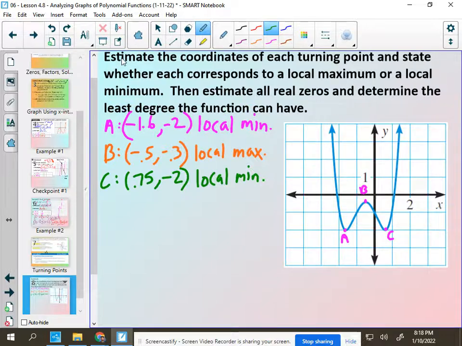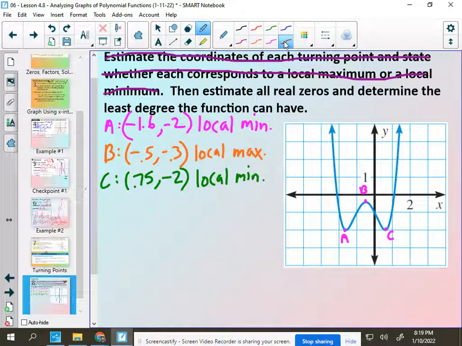Estimate the coordinates of each turning point, done. State whether each is a local maximum or a local minimum. Look at that, we crossed off so much. Estimate all real zeros, okay? So that's still checking vocab.